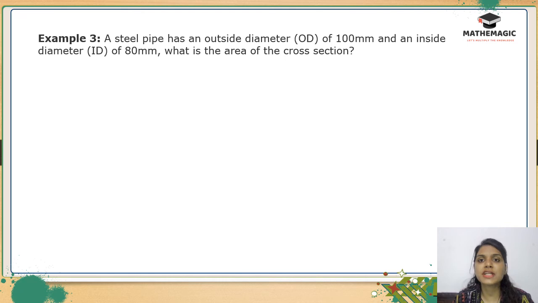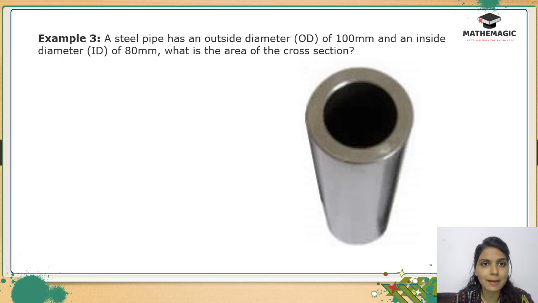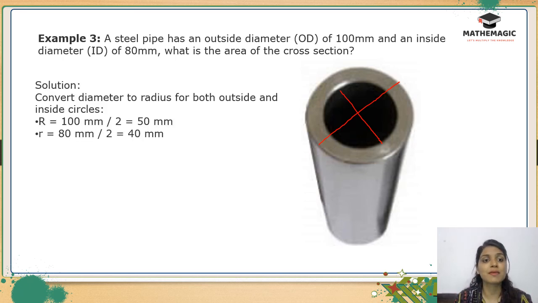Example number 3. Now this is the type of example which I have seen in exams many times. That is the steel pipe question. So here is the steel pipe, and what is given to us in the question is that the outer diameter of the steel pipe is equal to 100 millimeter and the inner diameter is 80 millimeter. Now we know that if the diameter is given, then we can easily calculate the radius for it, right? So the radius for the outer circle will be 100 divided by 2, that is 50 millimeter, whereas for the inner circle, the radius will be 80 divided by 2, that is 40 millimeter.